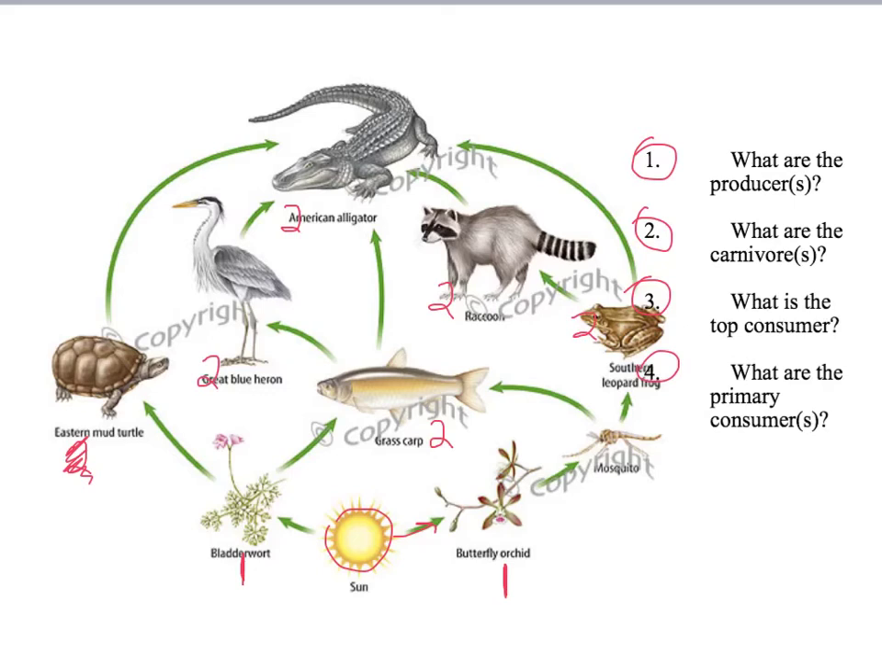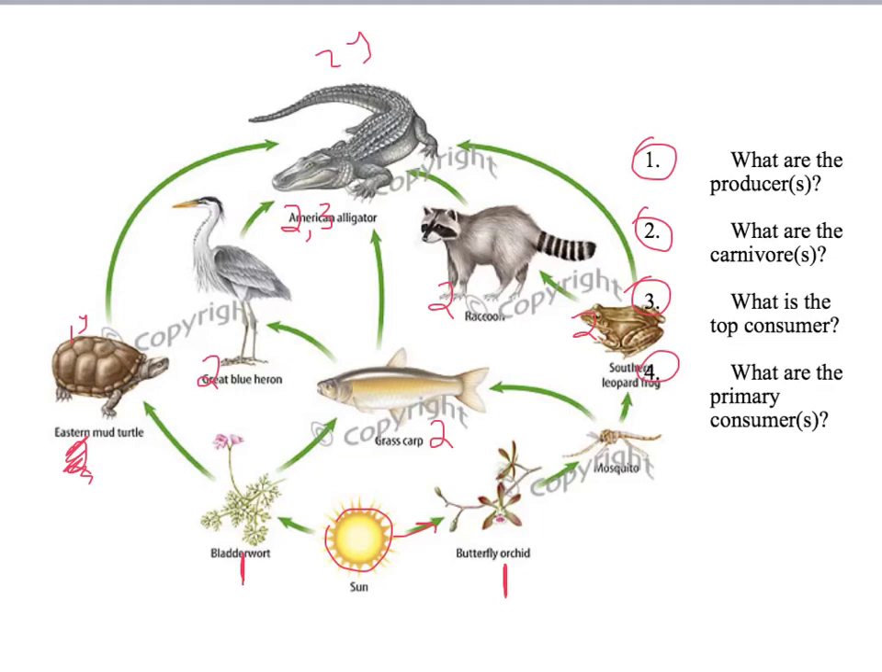What's the top consumer? Well, in this case, the king of the food web is going to be the alligator. It eats the other carnivores in the food web. If you look at it, you can make various different pathways to the alligator, and it could be a secondary consumer if you go through the way of the turtle, where the turtle would be the primary consumer and the alligator would be the secondary consumer.